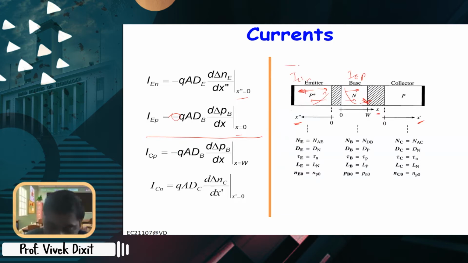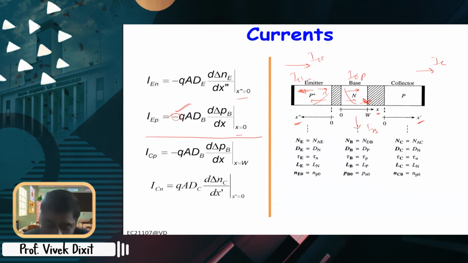Now I_E is defined like this, right? I_C is defined like this, and I_B is like this, right? So if the slope is positive, this is holes, right? So that negative sign is correct. Because holes are decreasing, this current will be in the positive x direction because dp by dx is negative, right?